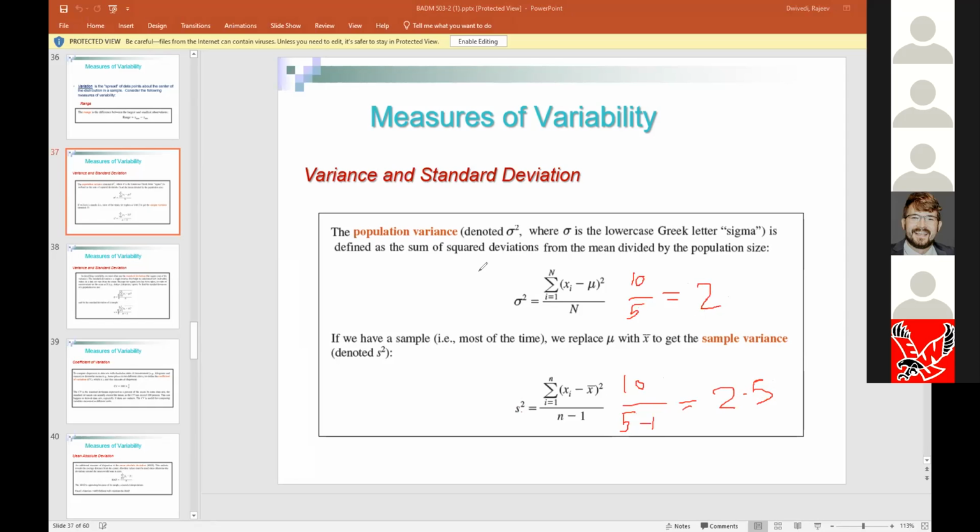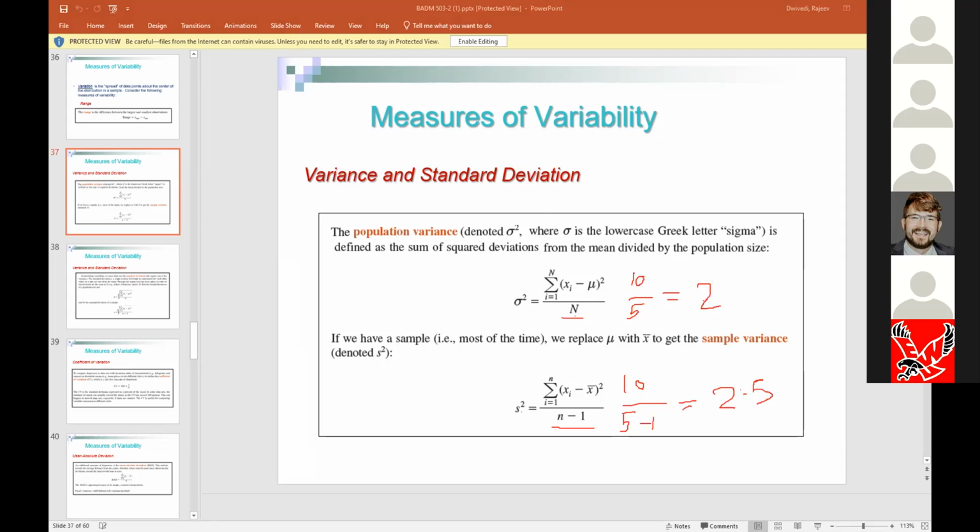Whenever you use a calculator or some computation, you see 2 standard deviations. One is the lower value, for the population, and the higher value is for the sample. The reason is that here the denominator is smaller, n minus 1, so the total value will be higher. So this is 2.5, this is 2.